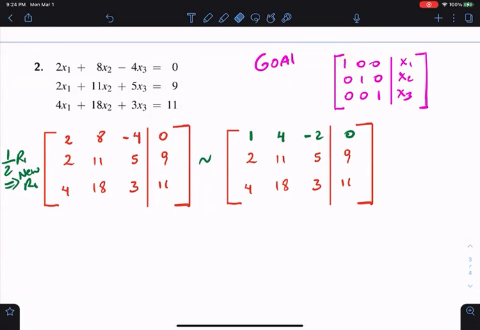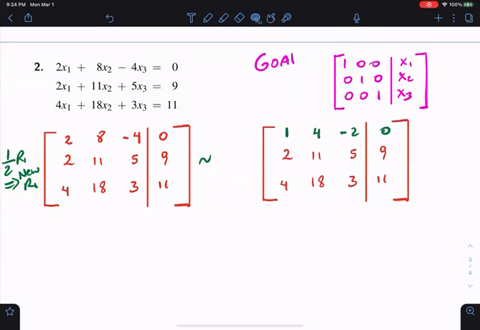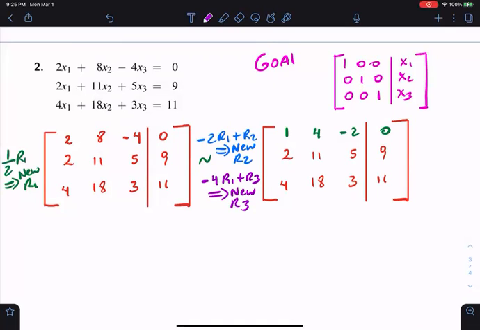Now, what's the next step? Now that I have the 1, it's easy for me to do the multi-step, like the 2 steps at a time. So I'm gonna do -2 row 1 plus row 2, and this will give me new row 2. And then the same logic applies for the third row. So I'm gonna do -4 row 1 plus row 3, and this will give me new row 3. Sometimes when I'm in the class, I don't have enough time, so I have to rush it. Now I have the time, so I can go slow, right?